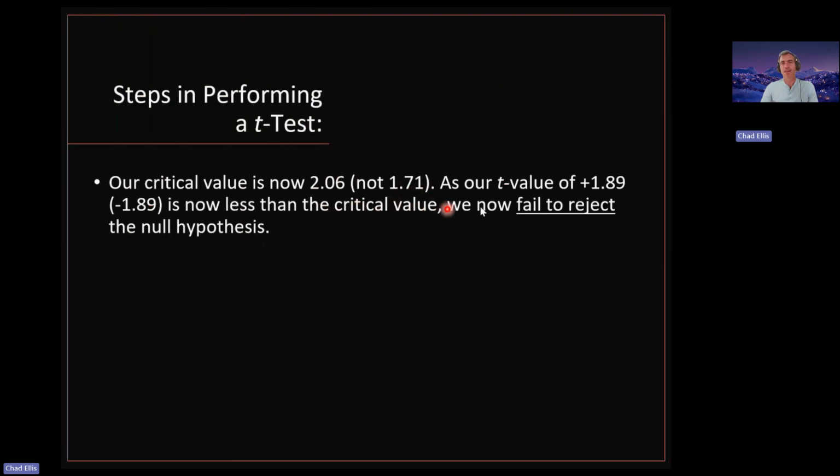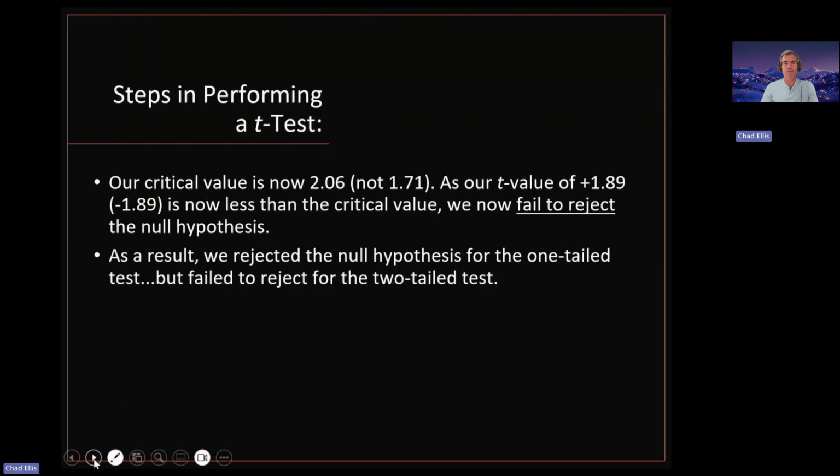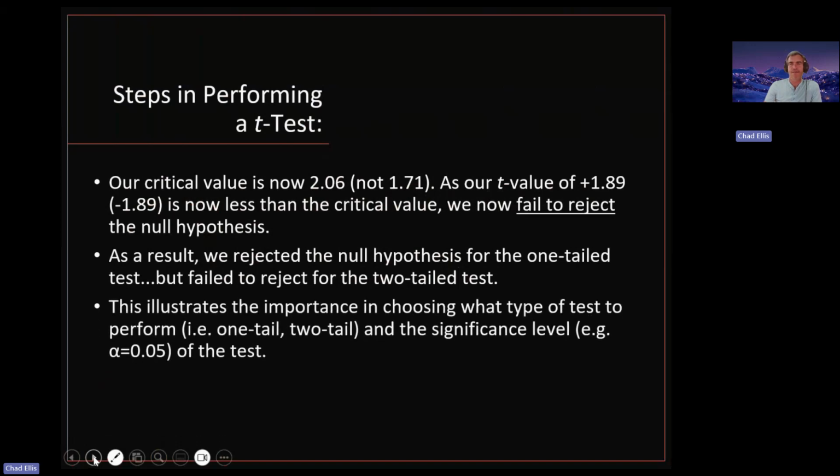Okay, so now that our t-value is less than our critical value, we're going to fail to reject the null hypothesis because our t-value is less extreme compared to our critical value. So you can see here, we rejected the null hypothesis for the one-tailed test, but for this two-tailed test, because we changed the critical value, we failed to reject the null hypothesis. So just by framing your question differently, you can get a completely different result in terms of what your final outcome is going to be. So this really highlights the importance of choosing what type of test you want to perform, between a one-tailed and a two-tailed test, and also the importance of choosing the appropriate significance level.